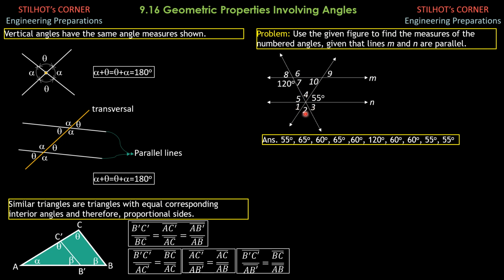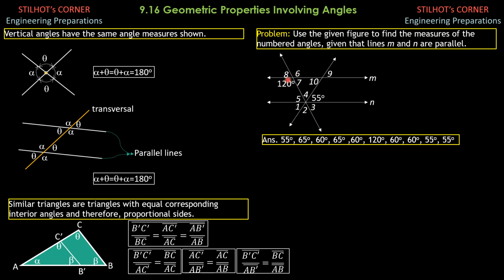So angle 2 is 180 degrees minus 55 degrees minus 60 degrees. So angle 2 is equal to 65 degrees. Angle 3 is 60 degrees. Angle 2 is equal to angle 4, so that's why angle 4 is 65 degrees. Angle 5 is equal to angle 3. Since 3 is 60, angle 5 is also 60 degrees.